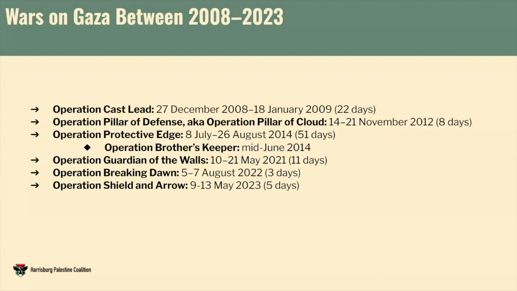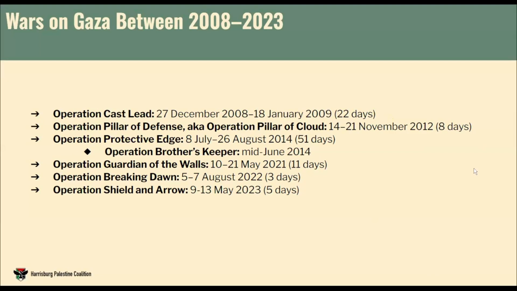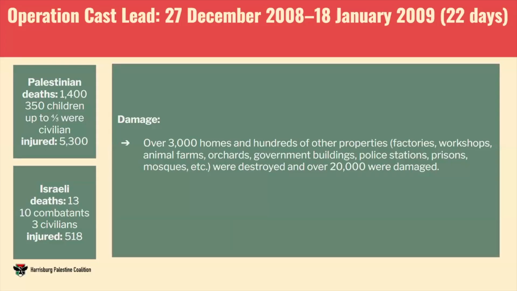So our first operation, Cast Lead, was 22 days. It was the 27th of December 2008 through the 18th of January 2009. About 1,400 Palestinians were killed, 350 of which were children. Up to four-fifths of that number were civilians, and about 5,300 were injured. On the Israeli side, 13 deaths, 10 were combatants, 3 civilian, and about 518 injuries.